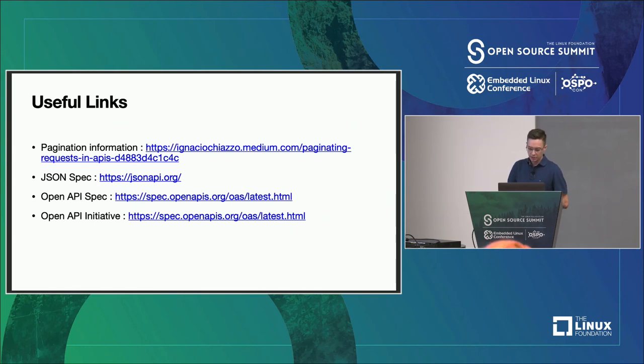So the key takeaways here for good API design. If there's anything you take away from this, I would say it would be documentation. Documentation is the source of truth. I can't stress that enough.